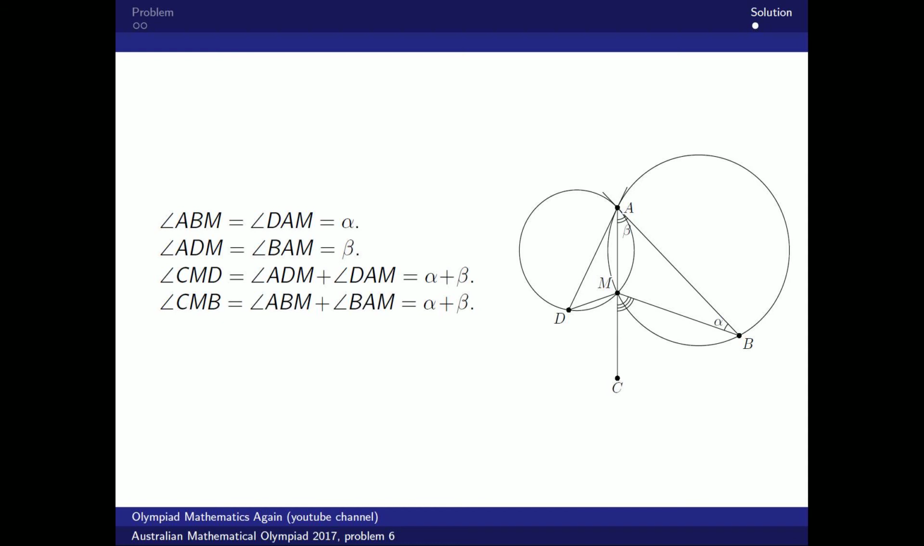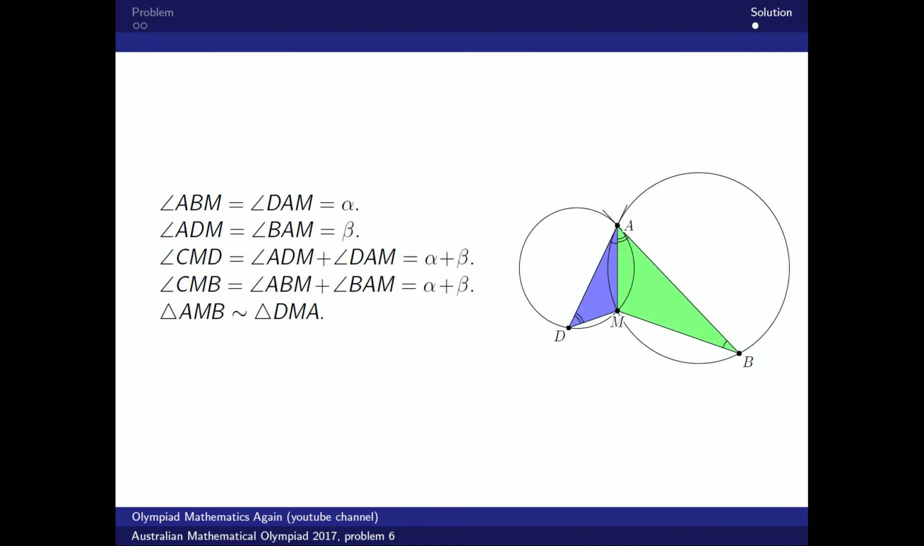As established before, we proved that the angle ABM is equal to DAM, and we introduced this angle as alpha, and ADM is equal to BAM. We introduced it as beta. So at this point we notice that these two angles CMD and CMB are equal to each other. We calculated they are both equal to alpha plus beta, so they are equal to each other.